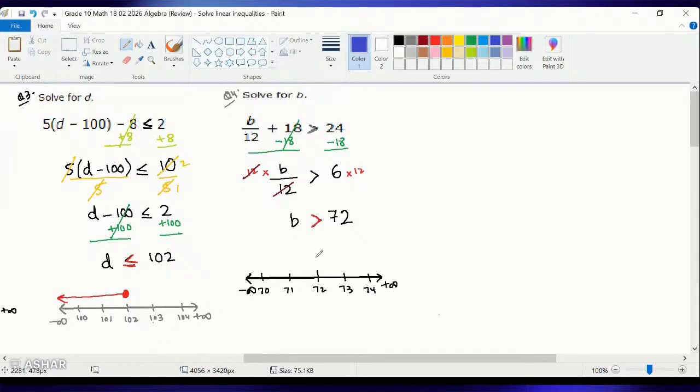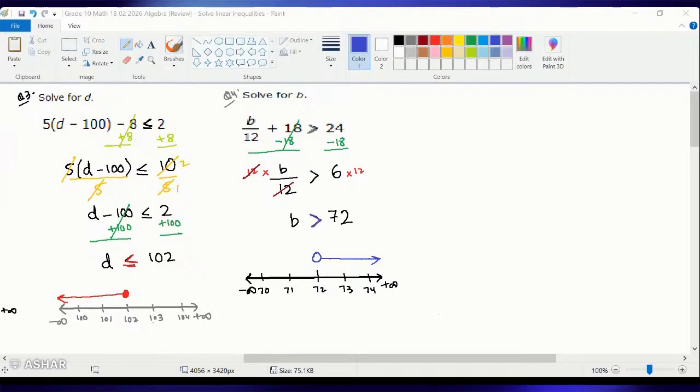That means we don't have an equal sign. That means at 72, we draw a circle. That means B is not included. 72 is not included. B cannot be 72, but it can be any number greater than 72. That means 73, 74, 75, all are greater numbers than 72. So we represented this inequality on a number line. Okay. Moving ahead, let's have a look at the next question.